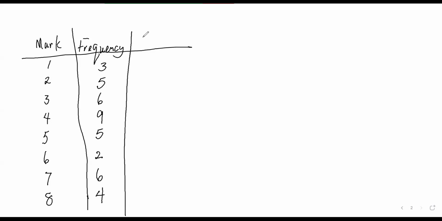Do it in your book. Complete the CF. Go ahead, complete the CF. And then you send it to my WhatsApp. Send your answer to my WhatsApp. And then we're going to find the median.